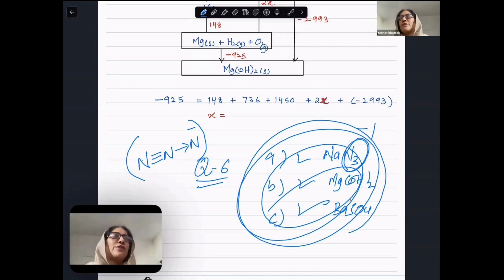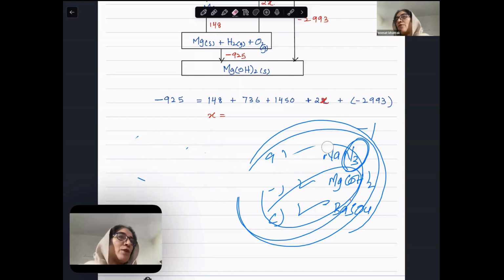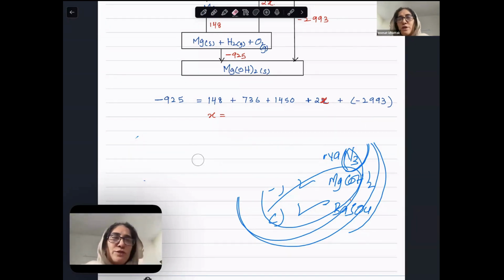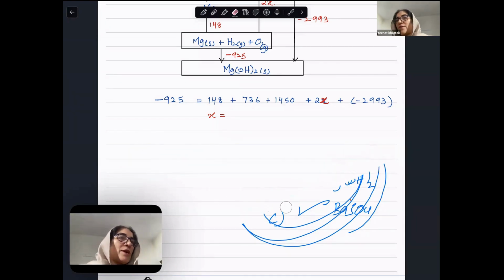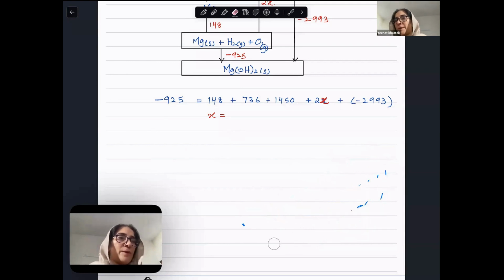I think this is sufficient. Now you are supposed to practice the Born-Haber cycle. Use the topicals which are given on my website. You will find them very helpful. Inshallah. And the notes are also given.